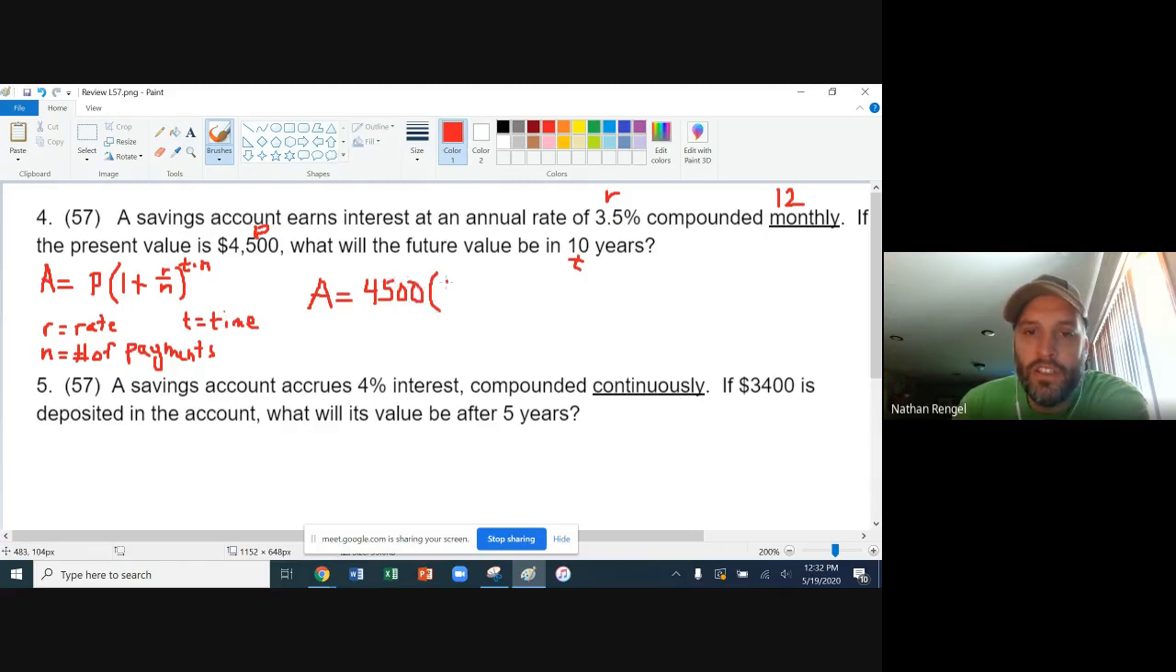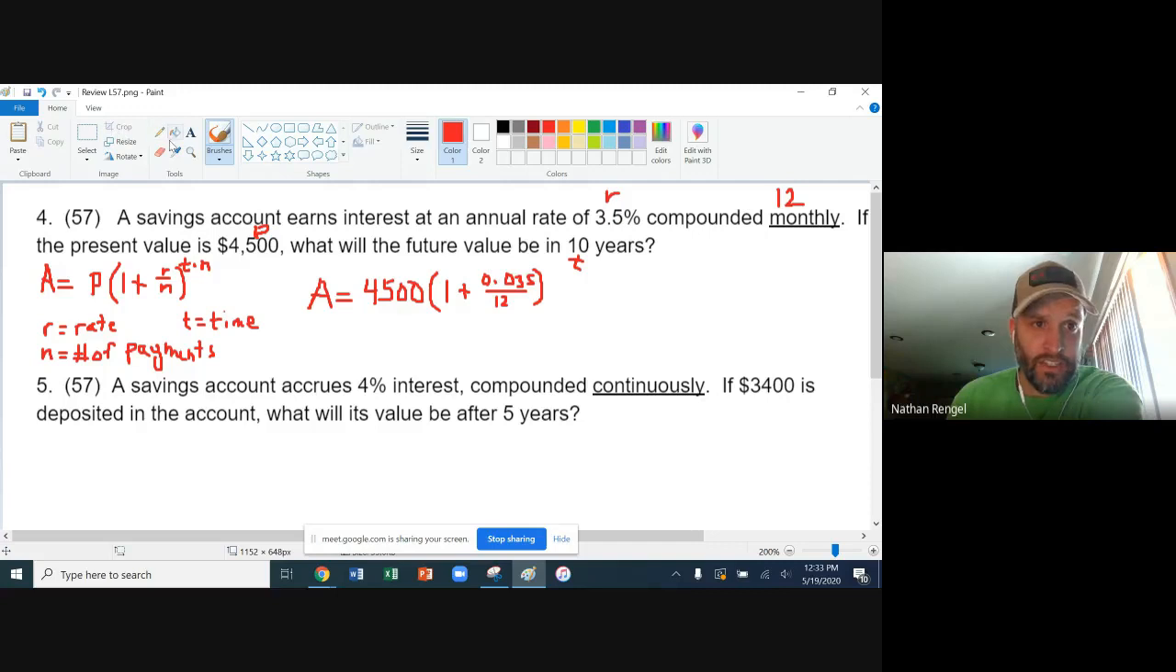To calculate your interest, you're going to take 1 plus, so 1 represents 100%, so you're getting 100% of that $4,500 back, plus your rate divided by the number of payments. So each month you're going to get your interest rate, which is 0.035, divided by 12. So they're going to take that percent, that's always a yearly percent, and divide it by 12 to figure out what percent of that payment you get each month.